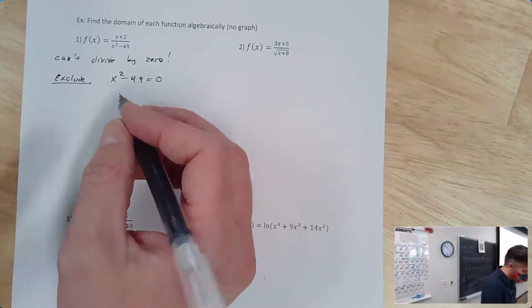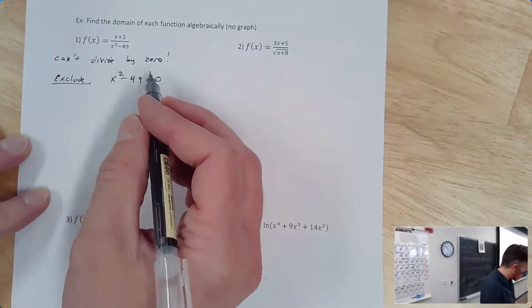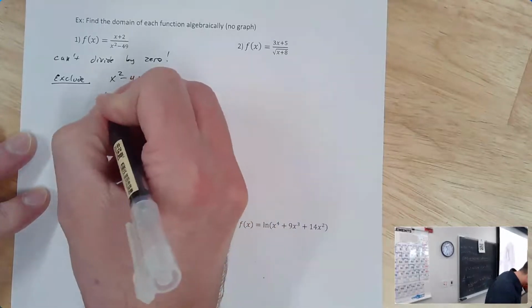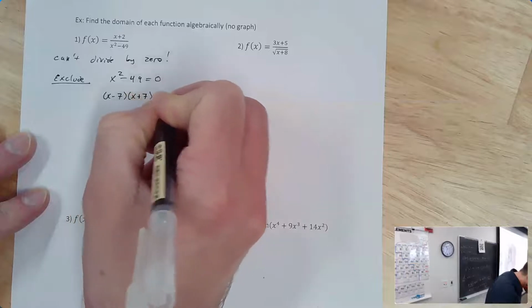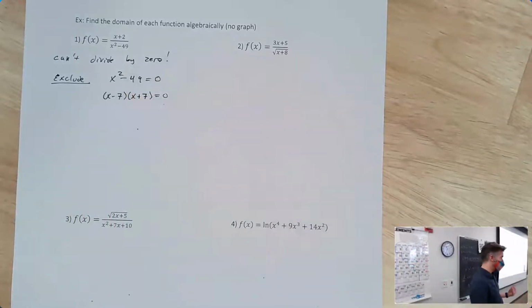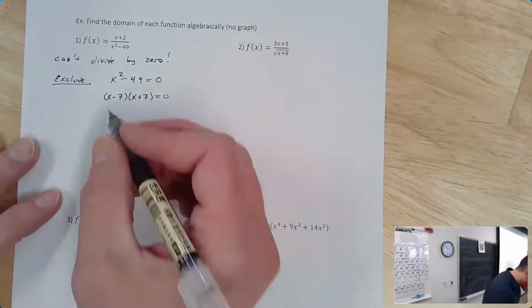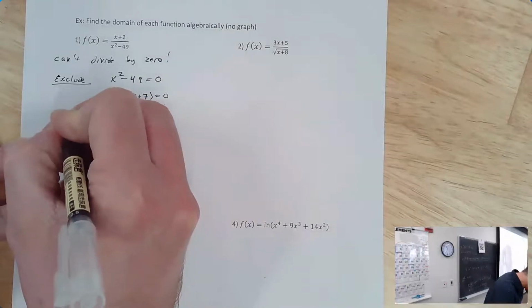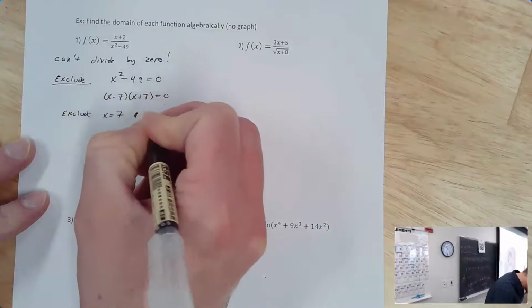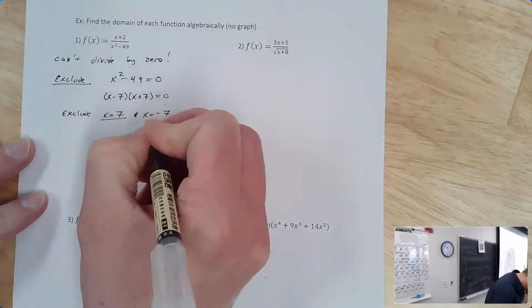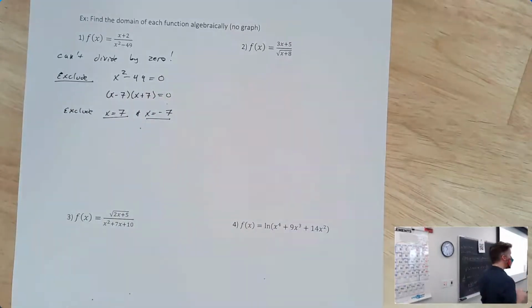And you can either do this by actually just adding the 49 over there, or you could factor. Either way is perfectly legitimate. Just be careful, right? If you do it the other way, where you set x squared equal to 49, make sure you do get both the positive and the -7 as your exclusive solutions. So we're going to exclude x equal to 7 and x equal to -7. Those are the only things we don't want.